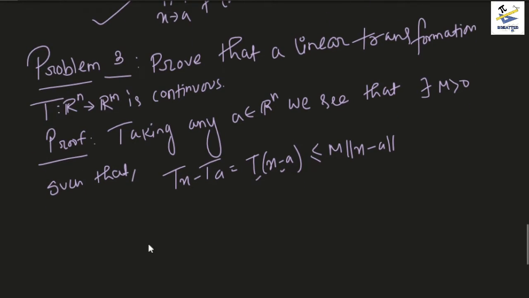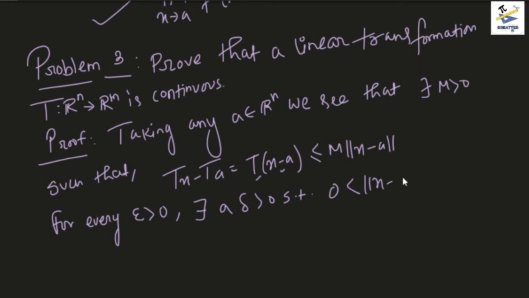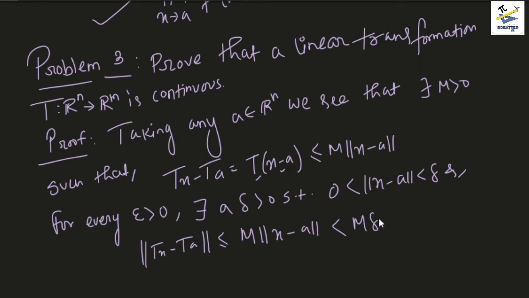So from this we can see that for every epsilon greater than 0, there exists a delta greater than 0 such that if 0 is less than the norm of x minus a, which is less than delta, then the norm of T(x) minus T(a) is less than or equal to M into the norm of x minus a, and since that is less than delta, this is less than or equal to M delta, right?